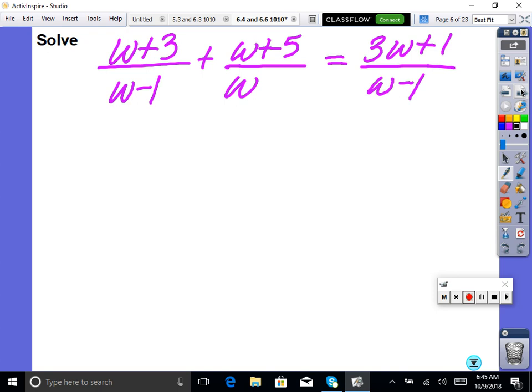Let's see, I'm trying to remember. This is one that has a quadratic involved. Meaning just when we solve, it ends up being a quadratic, which we know how to solve quadratics. We get them set equal to 0, we factor, we solve. So we'd say, okay, we need a least common denominator. So we have a w minus 1. This one doesn't have a w minus 1. It needs 1.